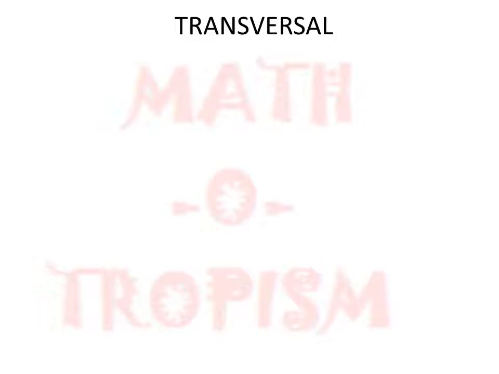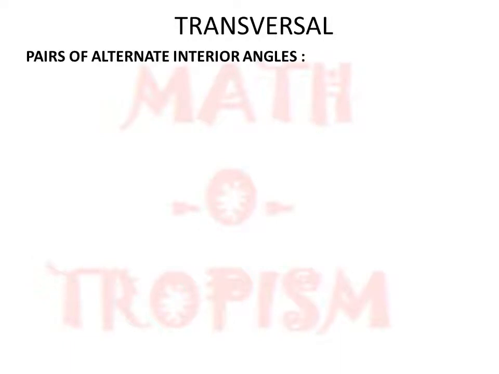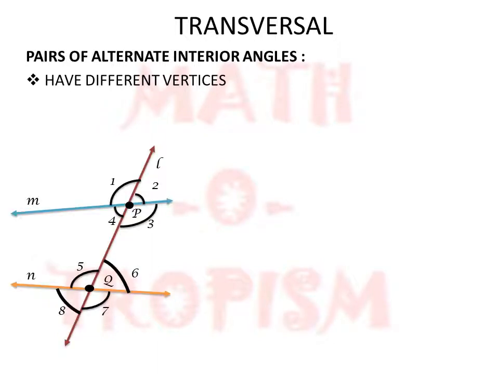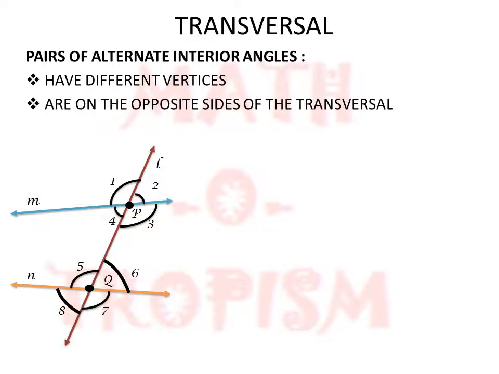Continuing, the next one which we will be seeing is the pairs of alternate interior angles. Now what do you mean by alternate? Previously we saw same side. Now we are going to see the opposite side of the transversal. Alternate indicates that these angles are at the opposite sides of the transversal. Again we will have different vertices.